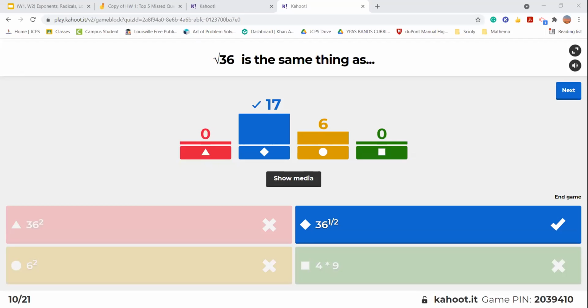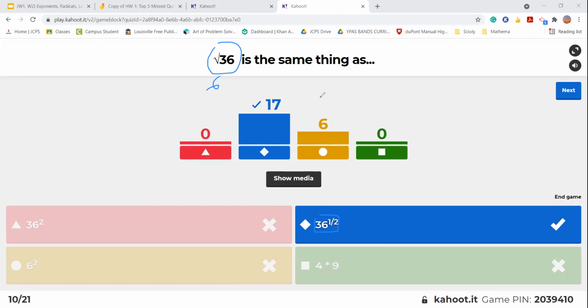Isn't 6 squared also right though? It's the square root of 36, that's the trick. So what would it be, 6 squared? Yes, that might have been easy to click, but it's actually this one.